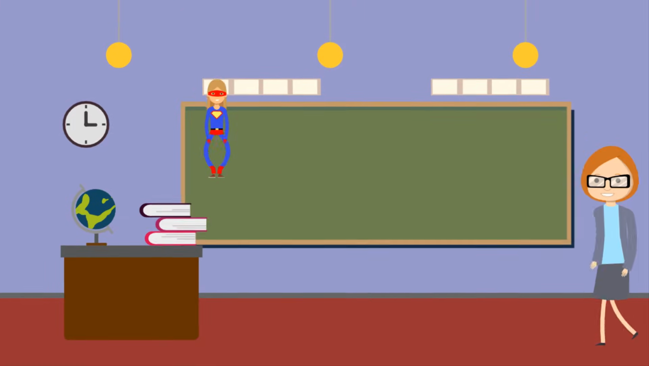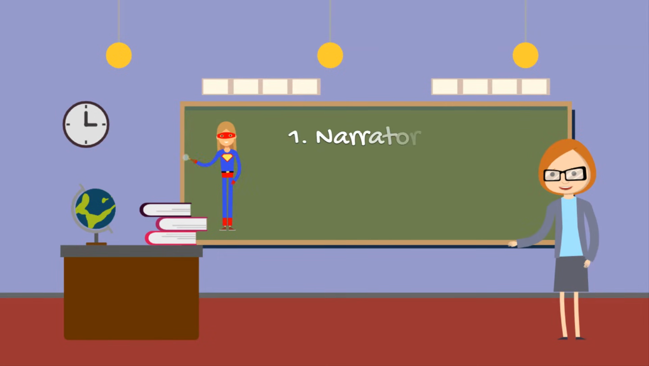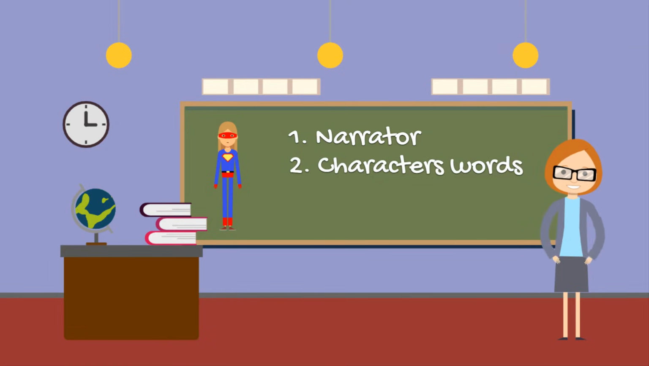But how do we really learn about a character? There are a couple key ways we discover more about them. First, you want to look at what the narrator says about the character. What words do they use to describe the character's feelings or actions? Another way to get to know a character is what they say, both about themselves and about others.